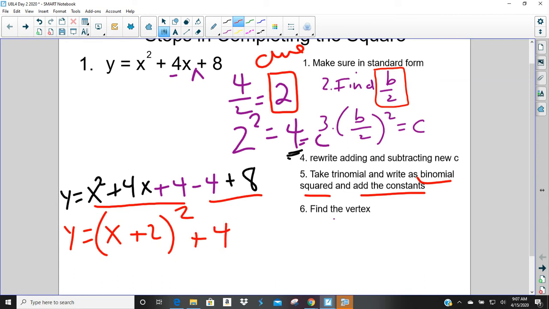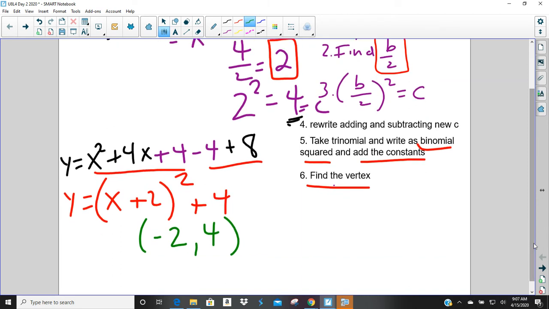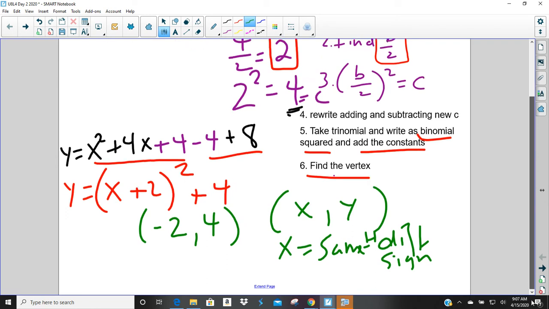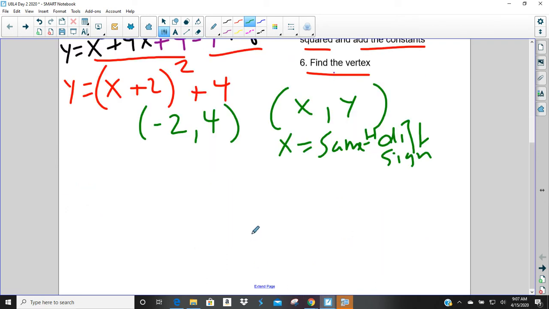Okay, so my final answer, what is the vertex? The vertex is going to be negative 2, 4. Why is it a negative 2? Because when we're doing the vertex, we're talking about x and y. The x is going to be the same number, different sign. And the y term is going to be the same number, same sign.